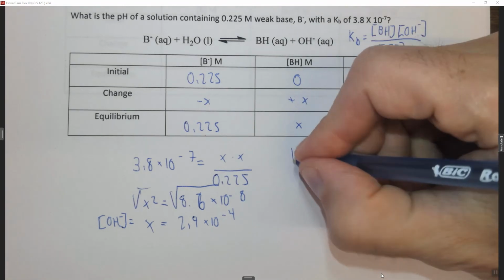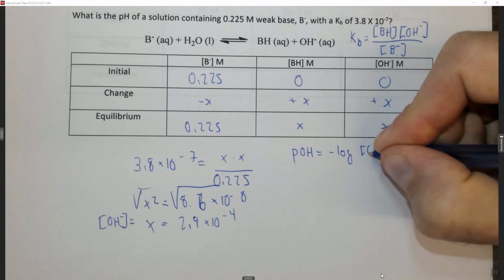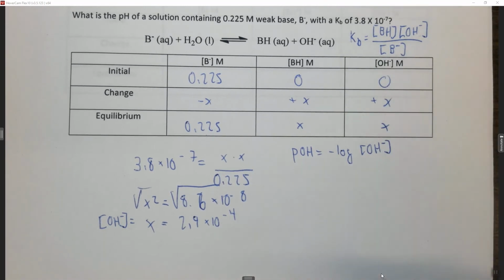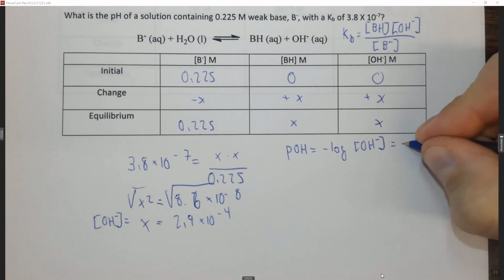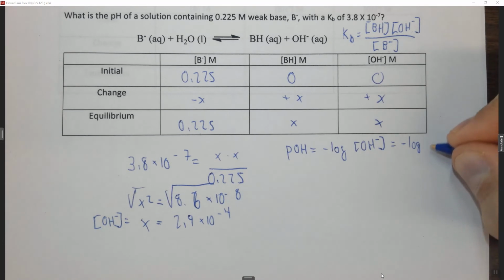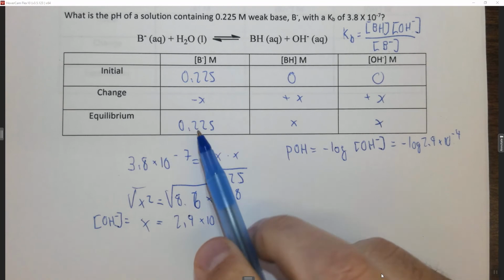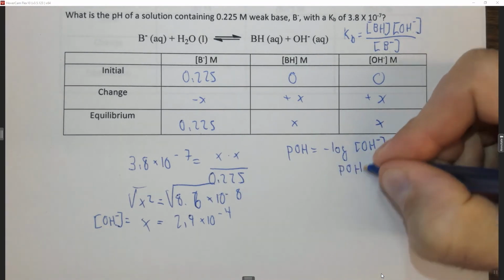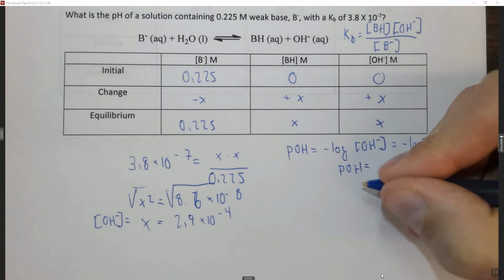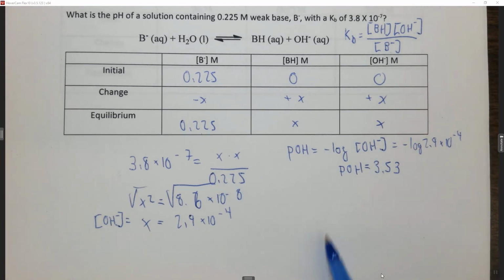So the pOH equals the negative log of the concentration of OH minus, just like the pH is the negative log of the concentration of H3O plus. So in this case, it's the negative log of the 2.9 times 10 to the minus 4, which by the way is way less than 5% of this. All right, and the pOH is equal to 3.53. So this is the pOH.